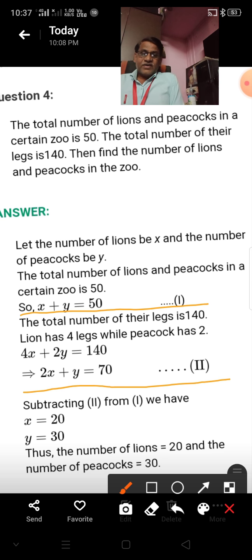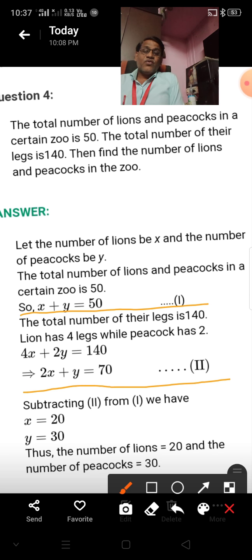Now again see the first and second equations. In the first equation, the coefficient of y is 1. In the second equation also, the coefficient of y is 1. So you can subtract equation 1 from equation 2.